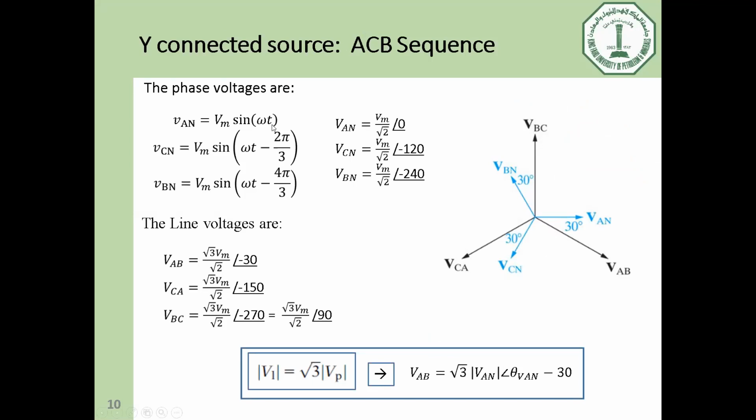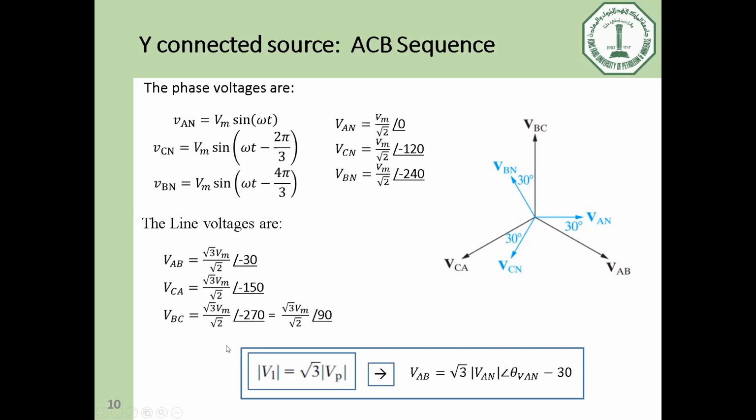VAN at the same angle, 0. However, VCN at angle minus 120 and VBN at angle minus 240 or plus 120. Similarly, we can compute the line-to-line voltage from phase voltage. You have to multiply by square root of 3. However, here, because the sequence is reversed, when you get VAB, you need to subtract 30 degrees from VAN, unlike the last example.